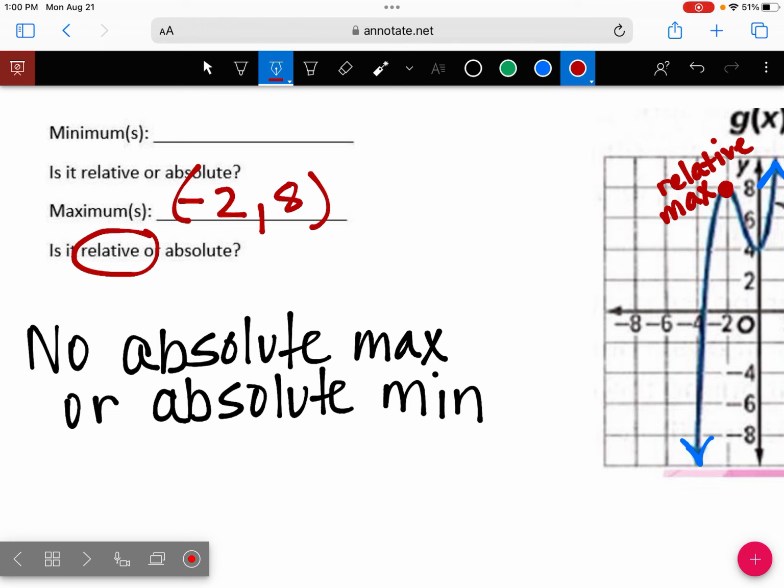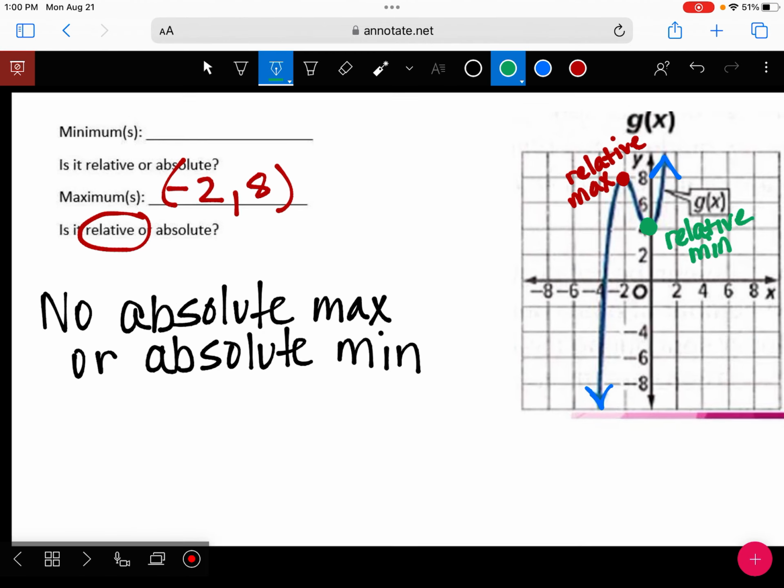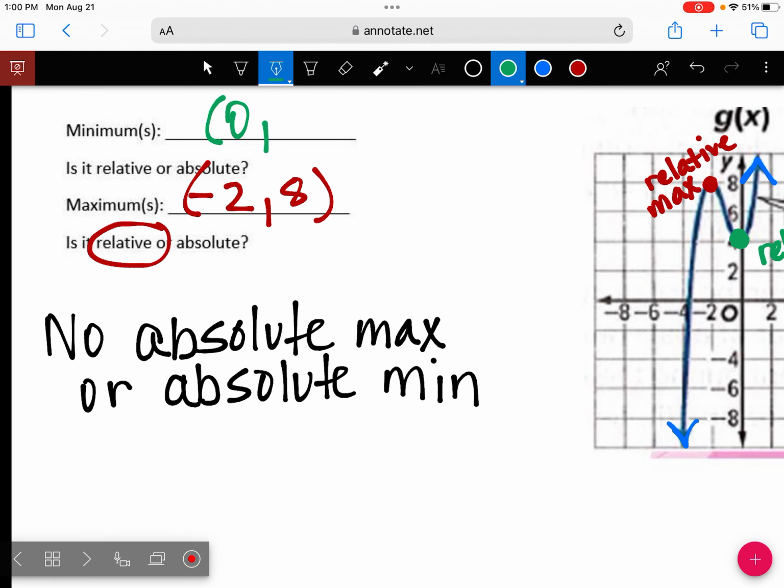Now, when you look at the graph, do you notice that there is a place where it dips? Do you see the dip in the graph? I don't know another word for it. But right here, go ahead and put a point right here. That is a relative min. Now let's go ahead and label that point, and that would be at 0.4. And that is a relative minimum.